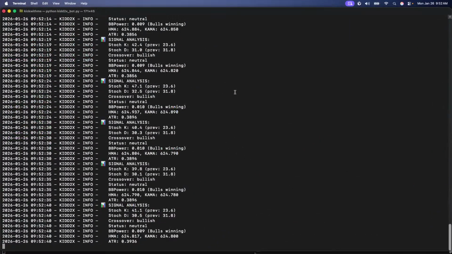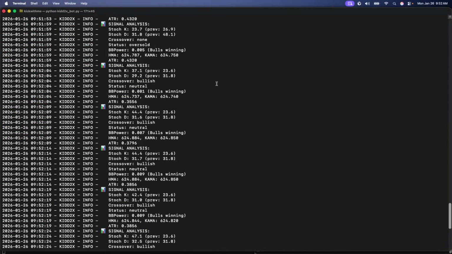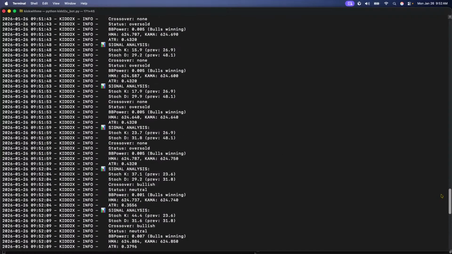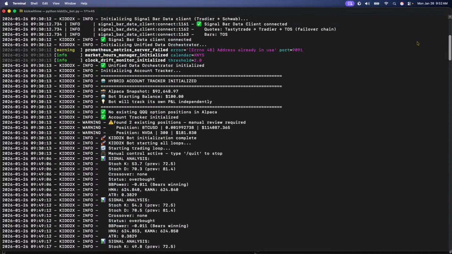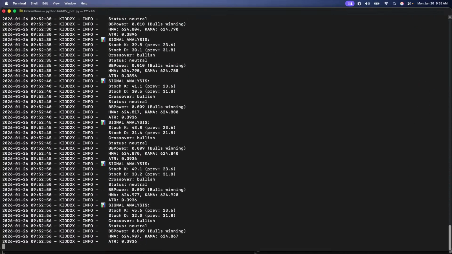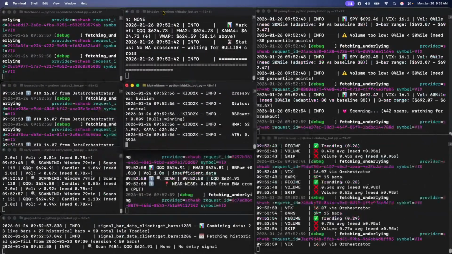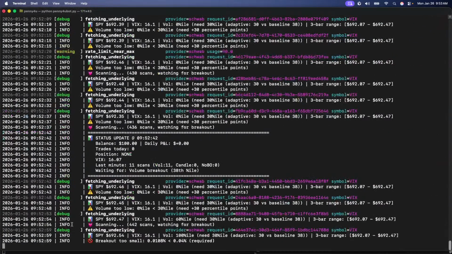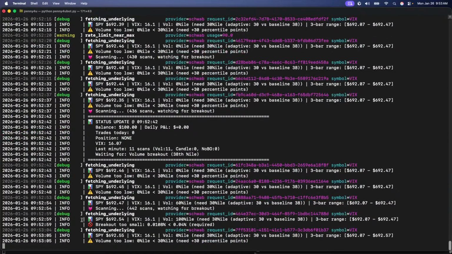All right. So it's looking like the market is just a bit rangy right now. We haven't found any place to settle in. That's fine. Like I said, our bots do not force trades. We do get feedback why they're not in a trade. The breakout is too small.